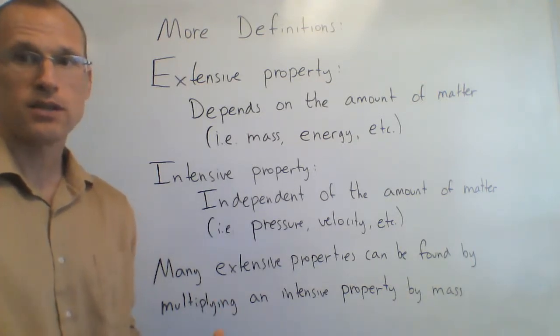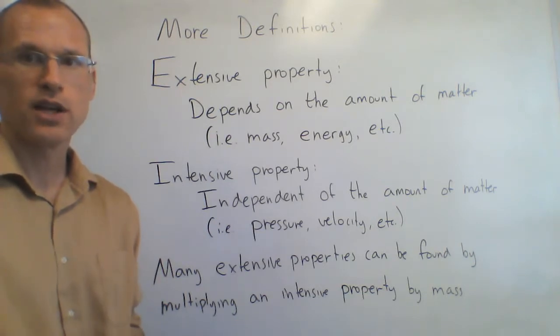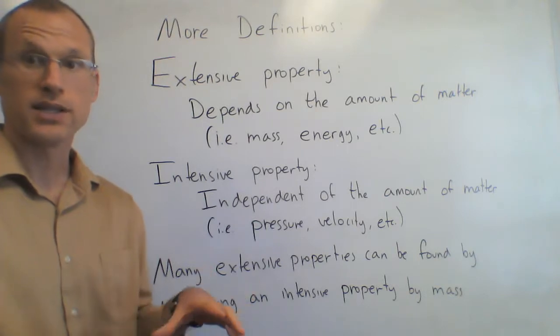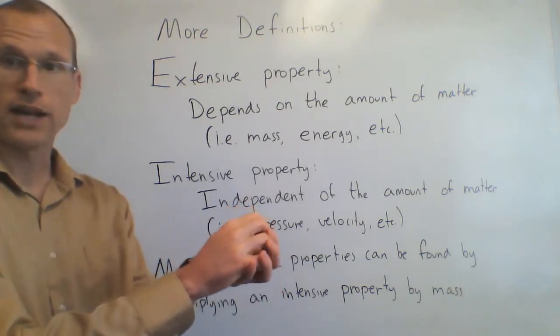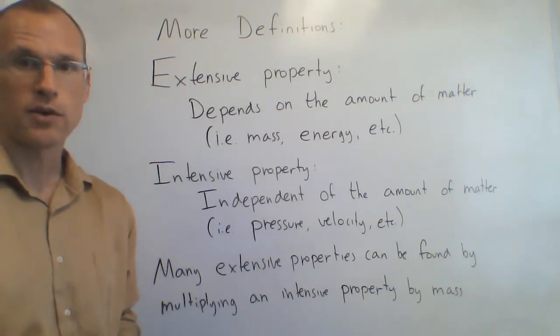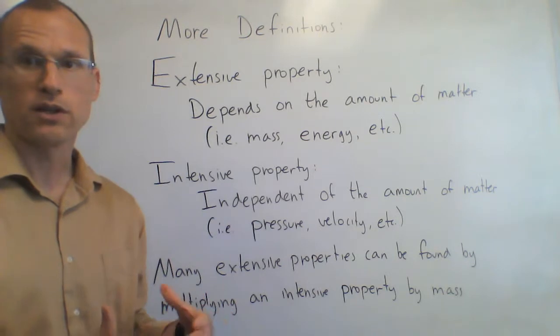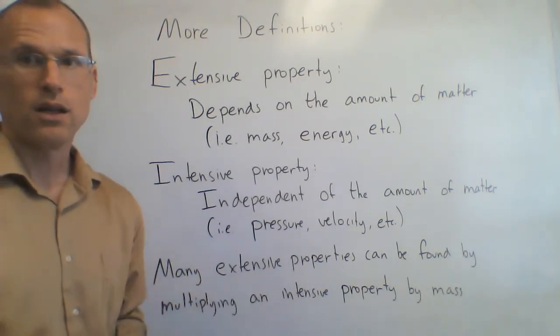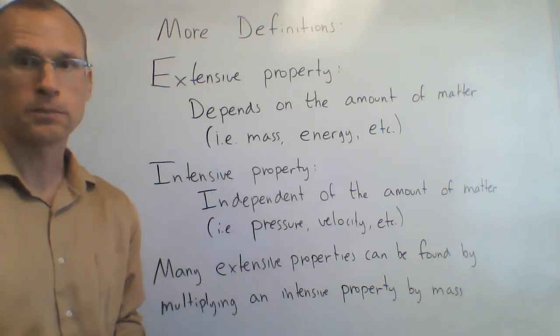Intensive property is the opposite. Doesn't depend on how much stuff there is. Something like pressure. The air pressure in this room doesn't matter if I'm talking about this entire room or just a little chunk of air in my hands. Air pressure doesn't depend on how much stuff I'm talking about. Velocity doesn't matter. Doesn't matter if I have a small car or a big car, or if I'm talking about the entire car or just me in it. We're all going the same velocity. So those are intensive properties.